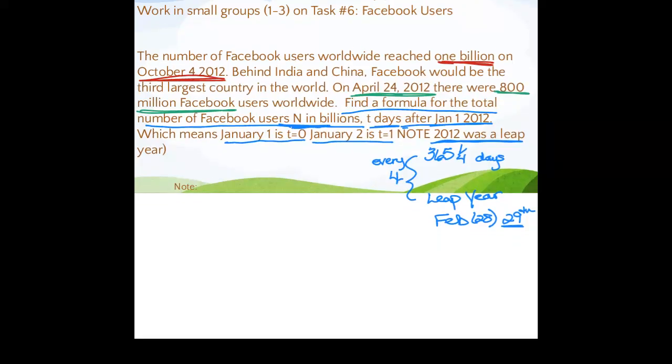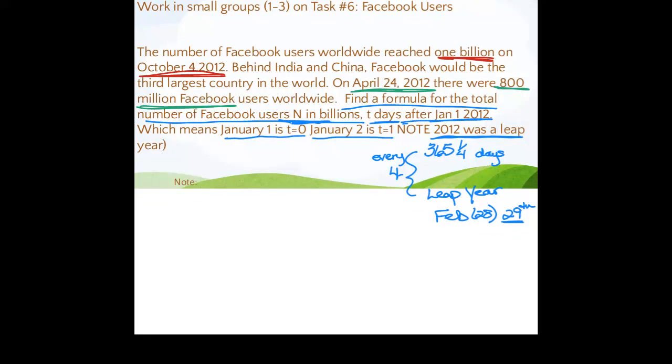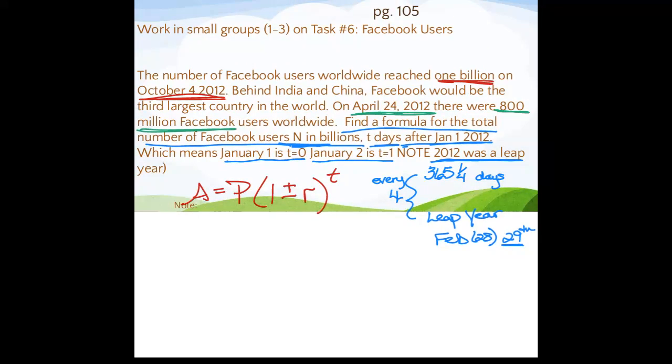So here is our exponential formula. A equals capital P, the initial amount, times 1 plus or minus R, to the T power. All right. I'm going to give you just 10 minutes to work within some groups and really try to see what you can pull together here.